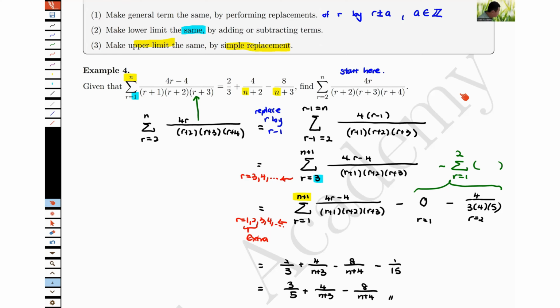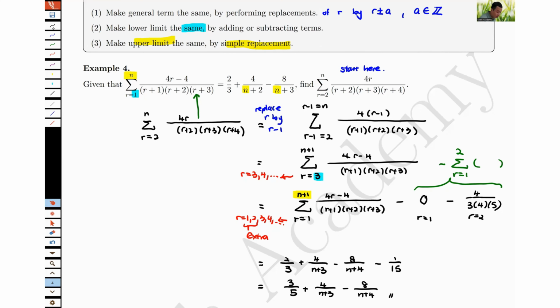So in general, I need you to know that for this kind of replacement question, from the new to the old, your order of steps should be: fix the general term first, replace the R, then you go to the lower limit, make it the same, last you do the upper limit. It should be done in this flow: general term, lower limit, then upper limit.